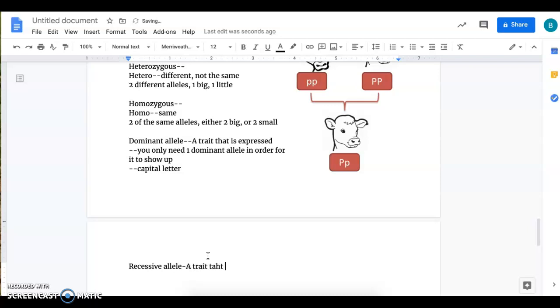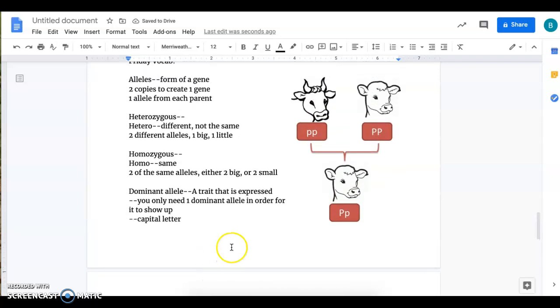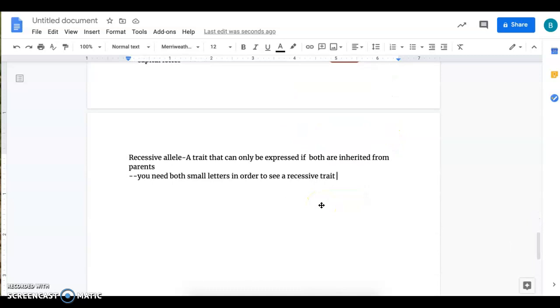And this is a trait that can only be expressed if both are inherited from parents. So you need both small letters in order to see a recessive trait. Okay? So in this case, if we're looking at this one, since this cow only gives one allele and this cow gives one allele, we're never going to be able to have two small alleles or recessive because this one can only give big P's, this one can only give little p's. So recessive has to be two little p's.